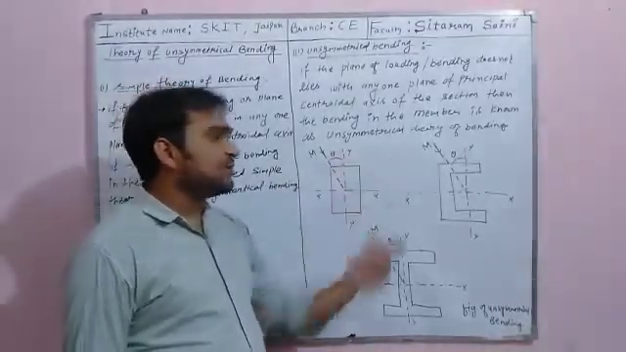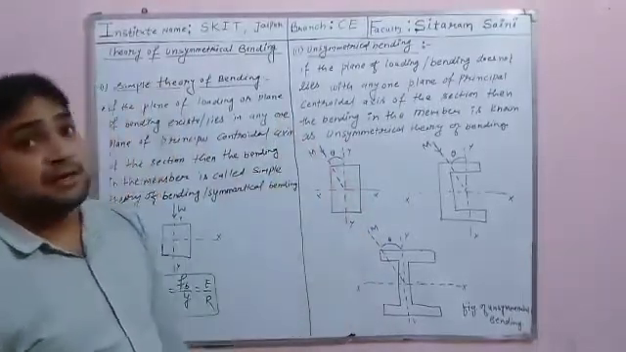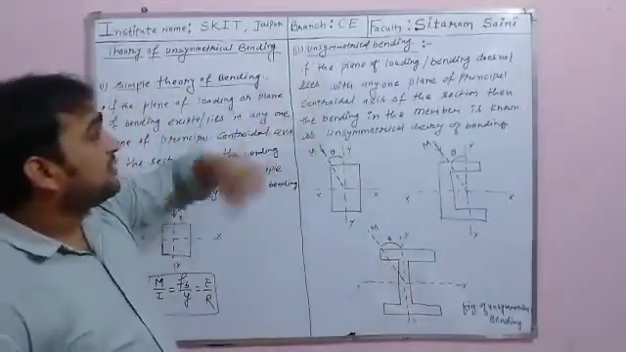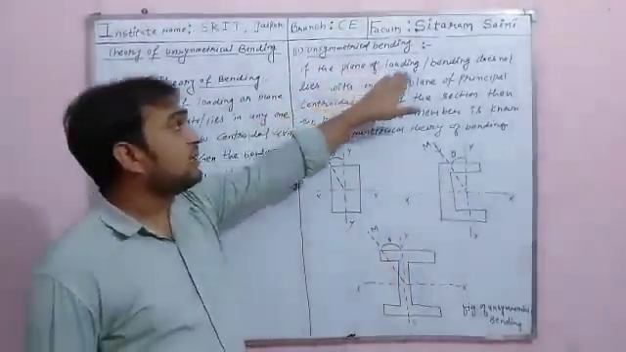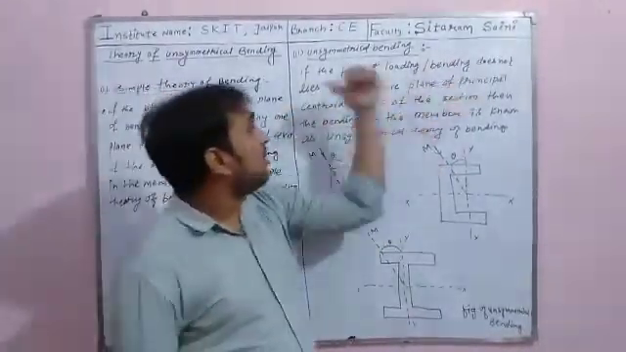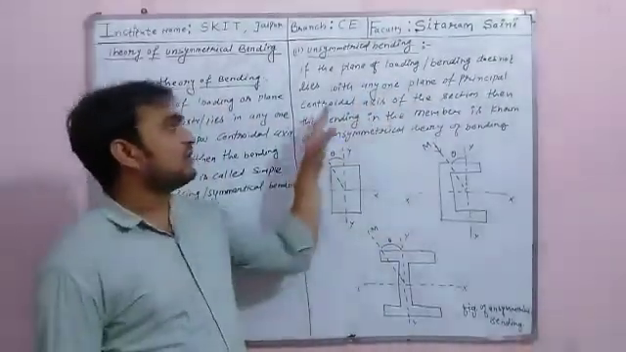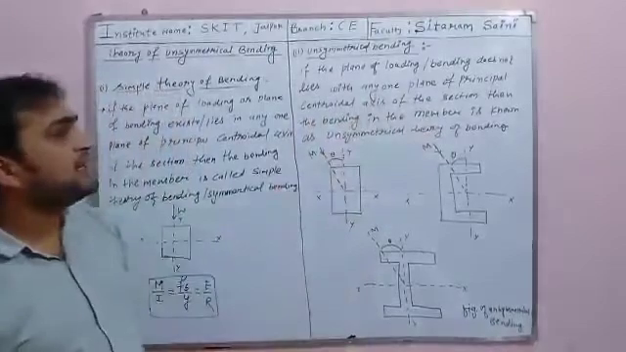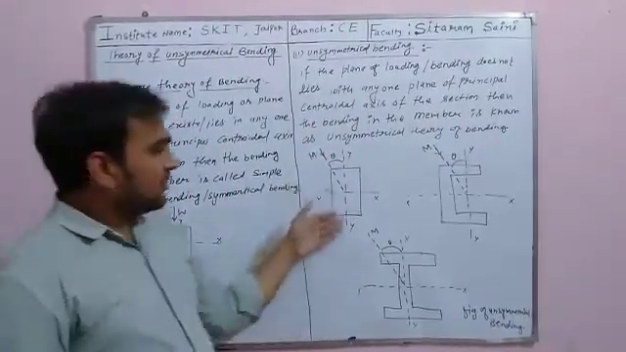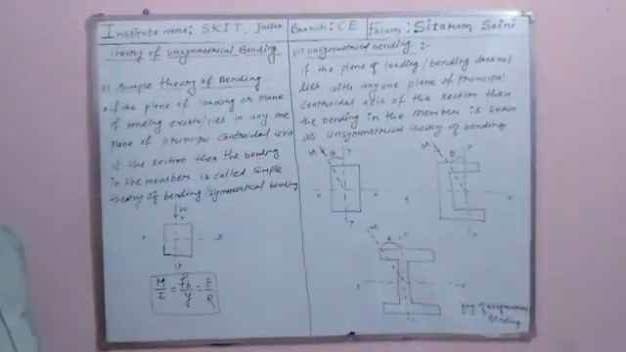X-axis and Y-axis are two principal central axes, and the plane of loading or bending acting at an angle theta. In all the figures, you can say. Now the definition: if the plane of loading or bending does not lie or does not coincide with any one plane of principal central axis of the section, then the bending in the member is known as unsymmetrical theory of bending. फिगर में शो किया हुआ डायग्राम बताया है जो हमारे अनसिमेट्रिकल थ्योरी ऑफ बेंडिंग को शो कर रहा है.